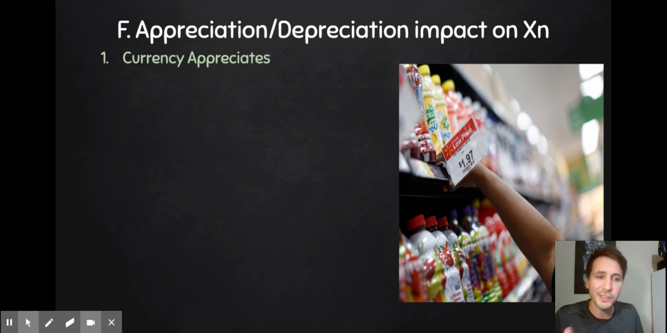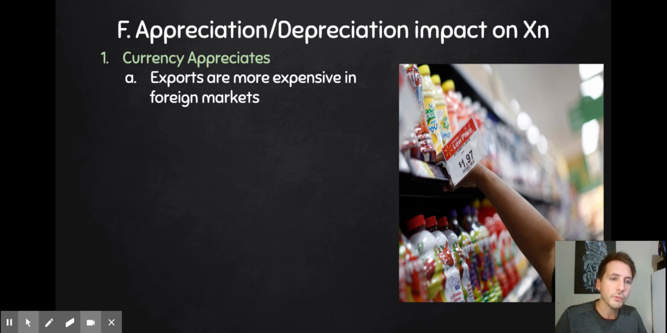But the currency appreciates. Here's the logic. Exports are more expensive than foreign markets, right?